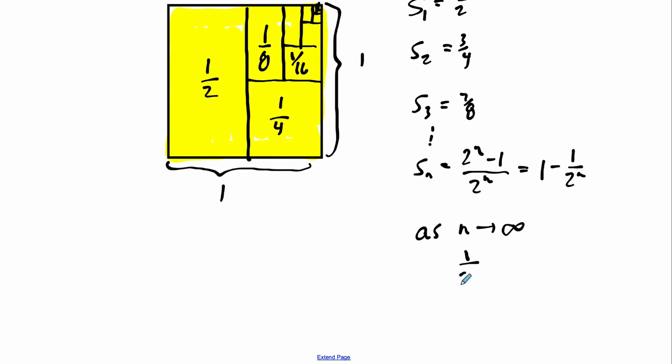So 1 over 2 to the n: imagine 2 to the second, 2 to the third, 2 to the fourth. This gets bigger and bigger, so you're splitting 1 into more and more parts. The more parts you split one into, the smaller this whole ratio gets, and eventually this approaches zero, so close to zero it's indistinguishable, essentially. So as n approaches infinity, this fraction approaches zero, and therefore the partial sum will approach one, because one minus zero is one.